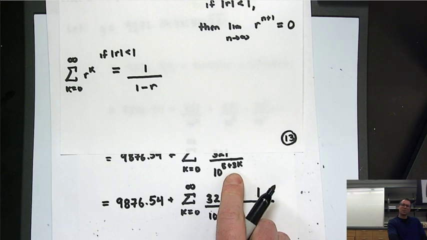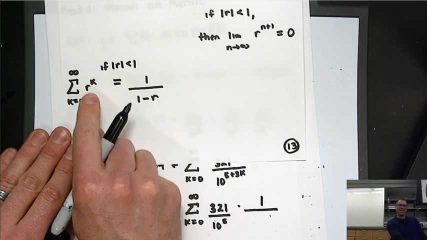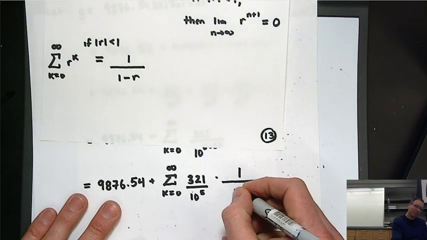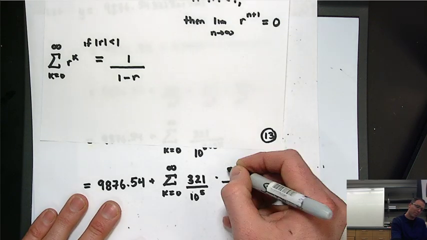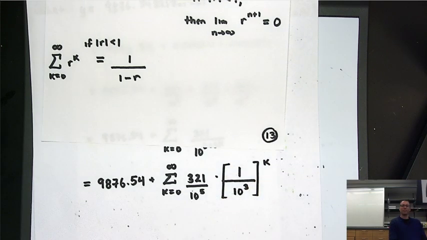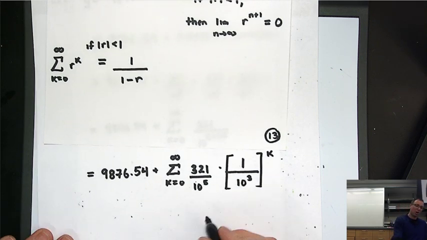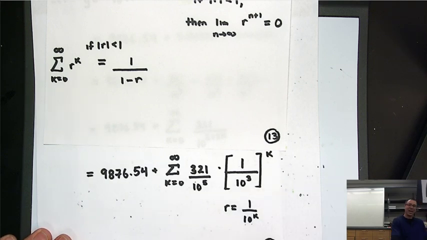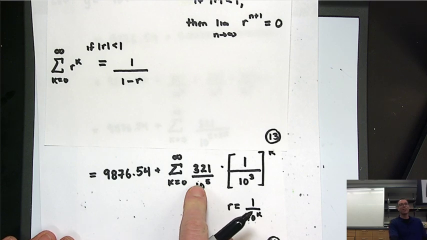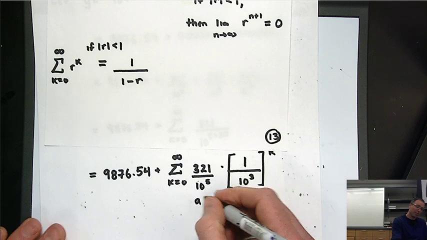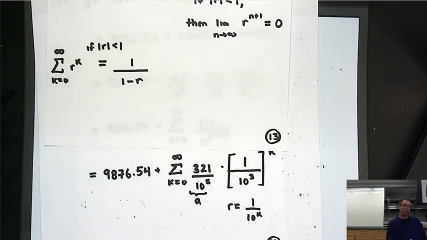How about 3k? I need r to the k. What could I do there? Product to the powers, and you can factor it out in the operator. Okay, so we could call immediately r is 1 over 10 to the k. This thing is an a, right? So we could have done our entire derivation with a scalar in front.